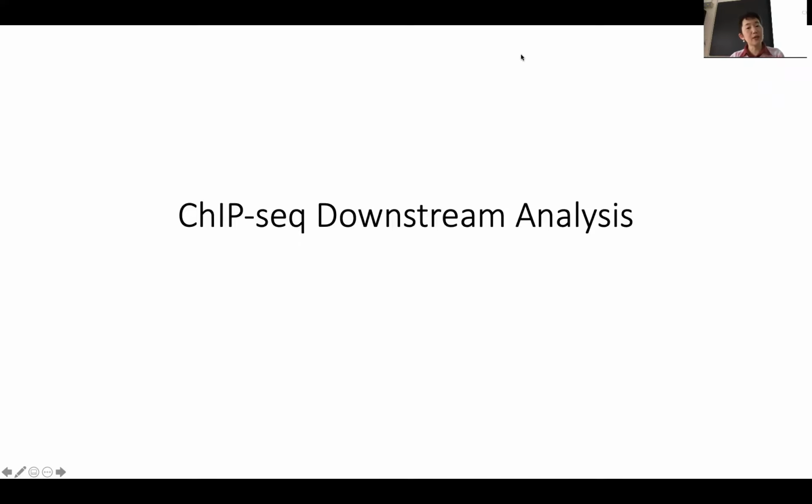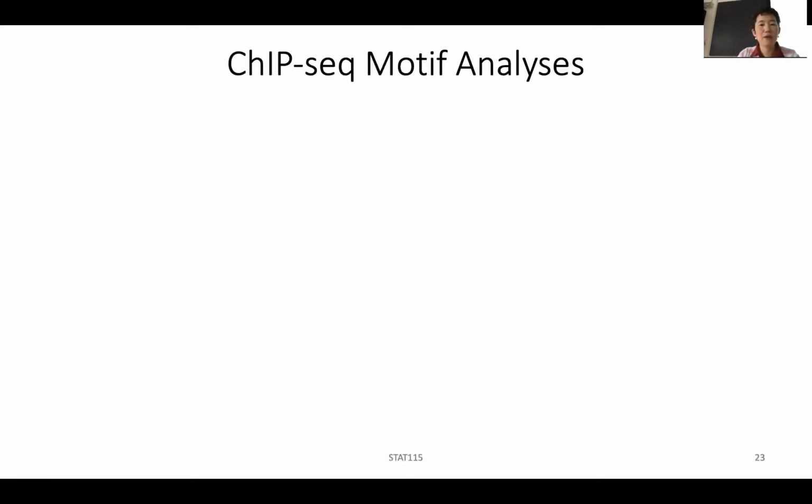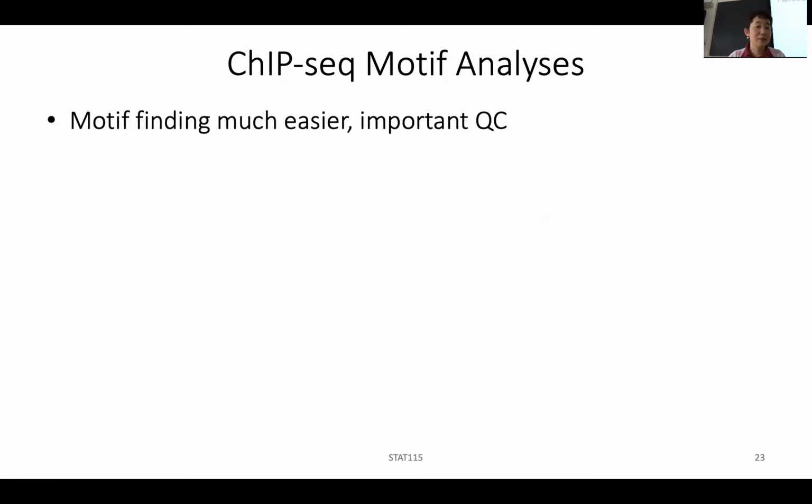So, ChIP-seq downstream analysis. The reason people are doing ChIP-seq is they want to know what this transcription factor is binding to, and what does it do, right? So there are a number of interesting things you want to do. The first is you want to look for a motif. In fact, if you have ChIP-seq, motif analysis is much easier. It's also a very important QC. You can run MEME, you can run other methods.